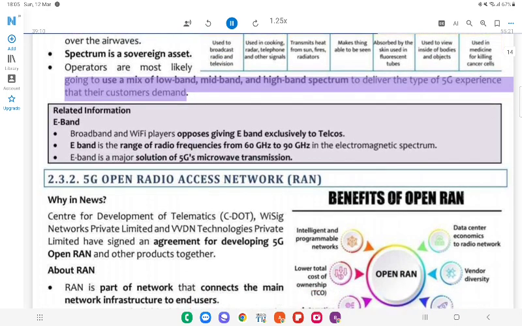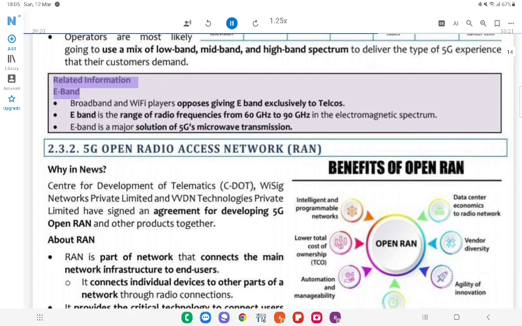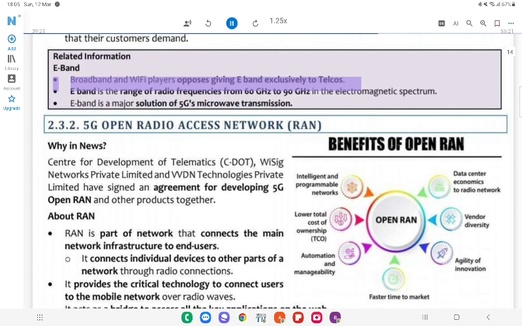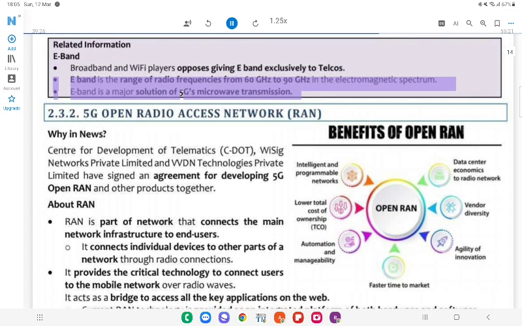Operators are going to use a mix of low band, mid band and high band spectrum to deliver the type of 5G experience that their customers demand. Related information: E-band. Broadband and Wi-Fi players oppose giving E-band exclusively to telcos. E-band is the range of radio frequencies from 60 GHz to 90 GHz in the electromagnetic spectrum.